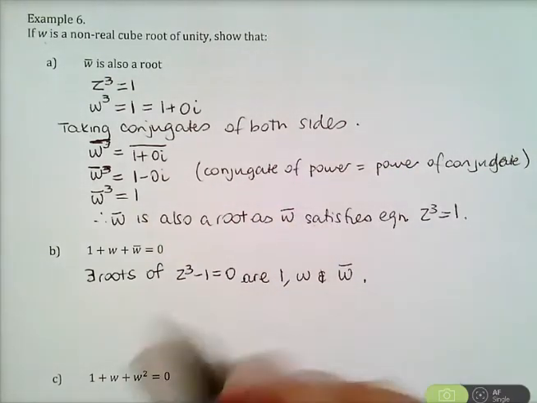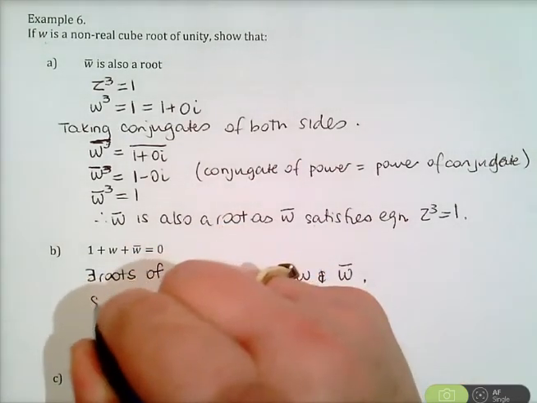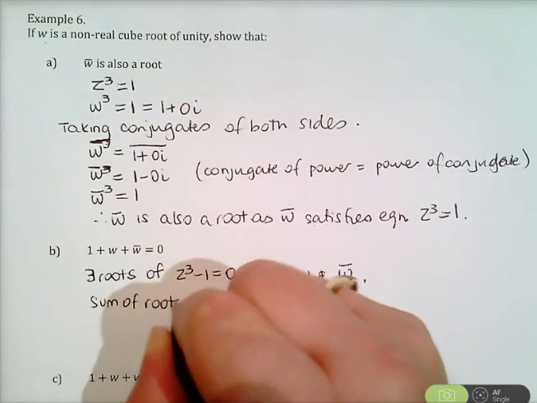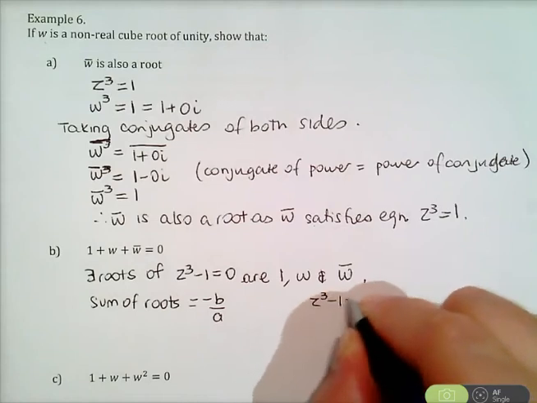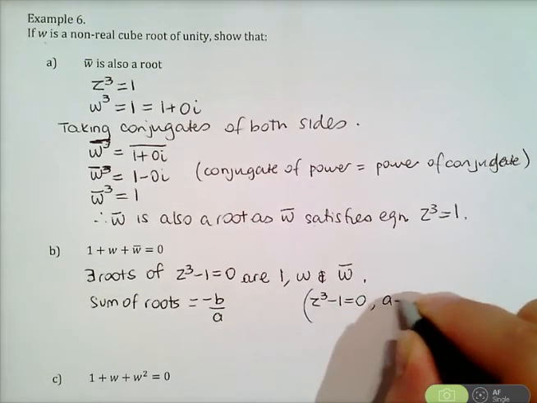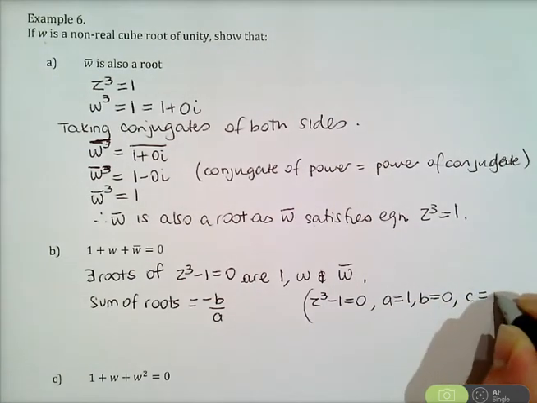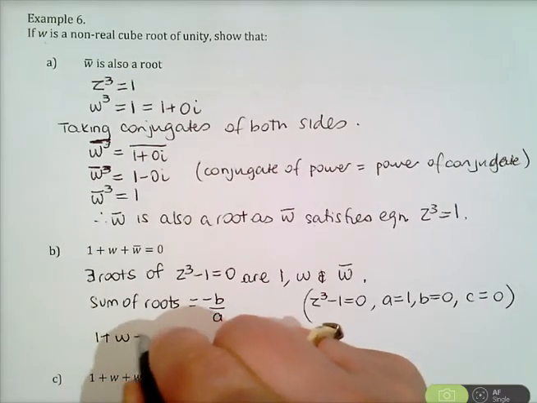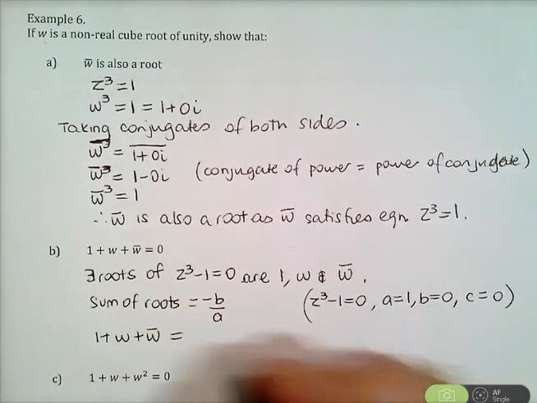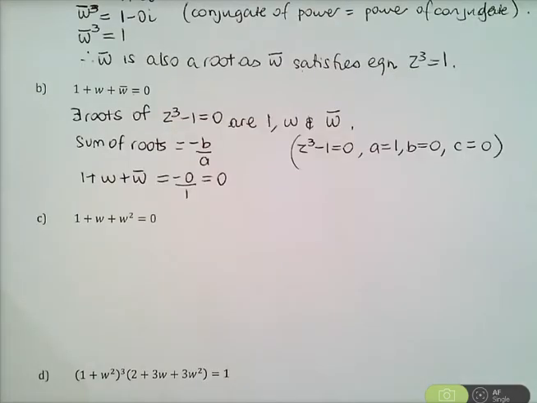Now, we have to show that the sum of those roots is equal to 0. We know that the sum of roots of a polynomial equals minus b on a. With z cubed minus 1 equals 0, we've got that a is 1, b is 0, and c is also 0, okay? So the sum of the roots, 1 plus w plus w bar, is equal to negative 0 over 1, which is 0.